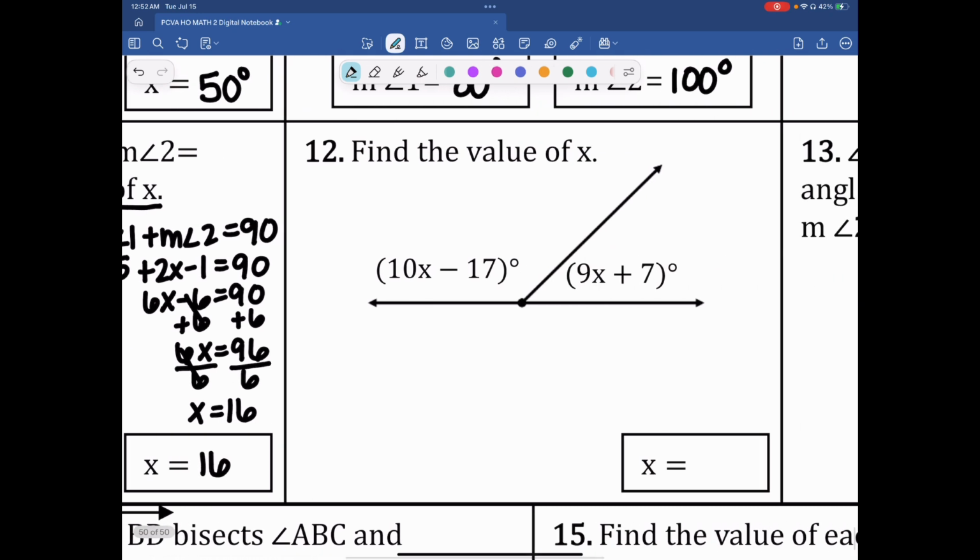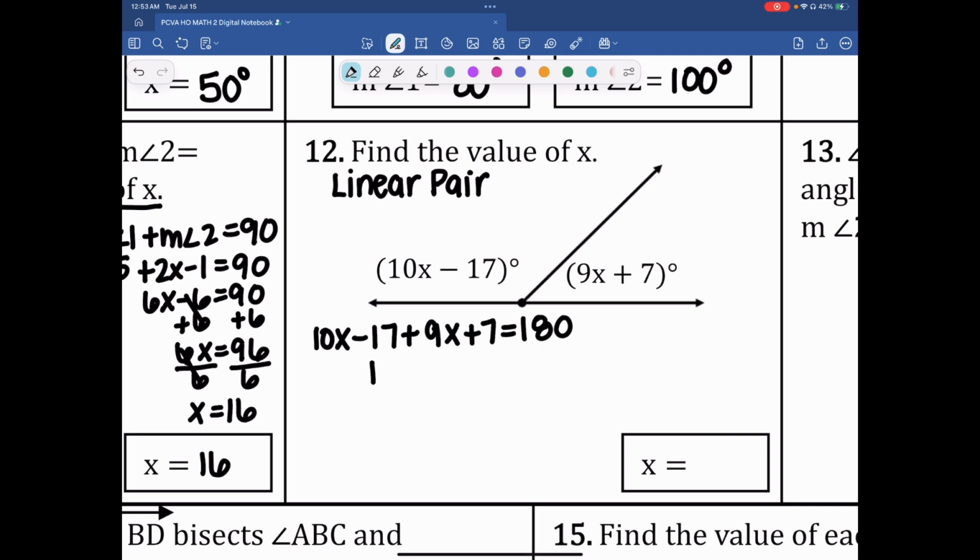All right, number 12 says find the value of x. And what I should notice is that I have a linear pair. And those linear pairs means that the angles are adjacent and they're equal to 180 degrees. So what I can do is I can set it up and say 10x minus 17 plus 9x plus 7 equals 180 degrees. So combine like terms, then I'm going to get 19x minus 10, and that's going to equal 180.